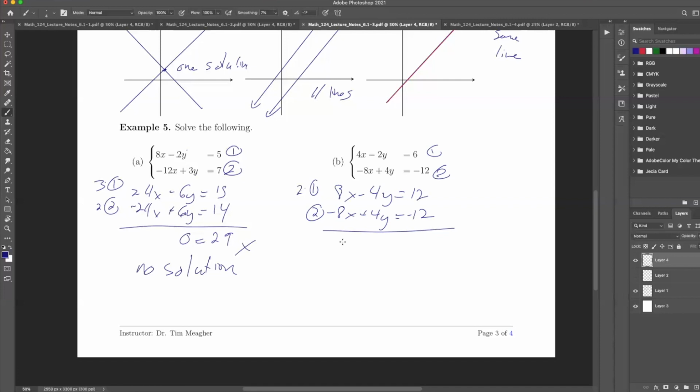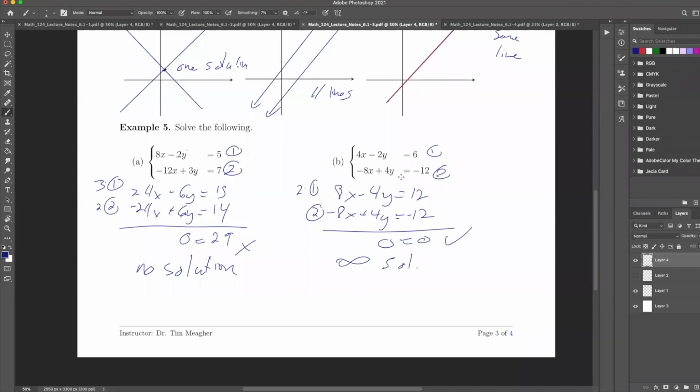If I add this up, I get 0, 0, and 0. I get 0 equals 0, and this is always true. And so this has infinitely many solutions. We're just going to write infinite solutions. Ta-da! And what are the solutions? Anything along this line is a solution.